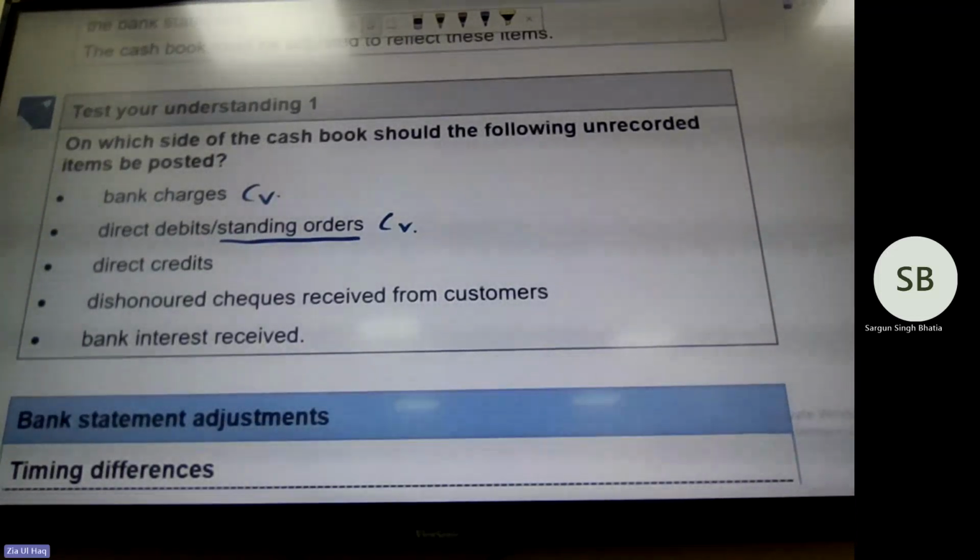So what we need to do in the cash book, whether we should record on the debit side or credit side? Debit, sir. Debit side, yes.